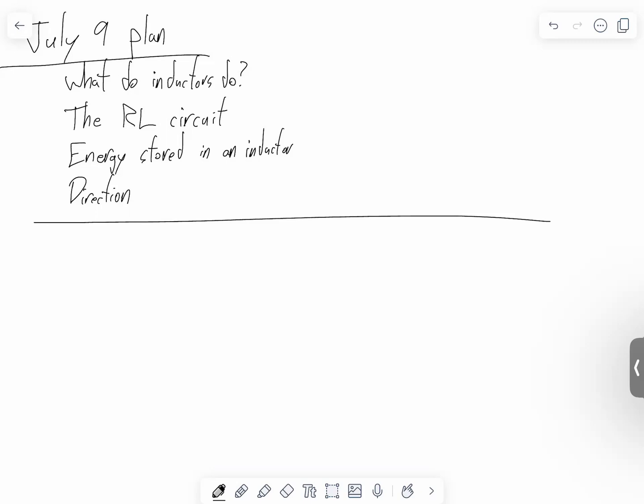Okay, so let's dive in. What do inductors do? What is an inductor? How does it work? It stores energy magnetically instead of electrically, and it releases it in a different way than a capacitor. Exactly what you said, Chris.